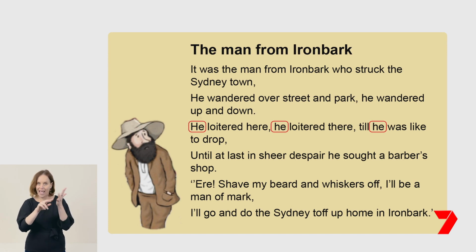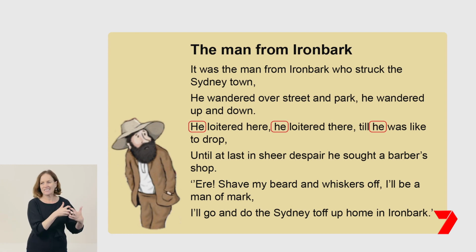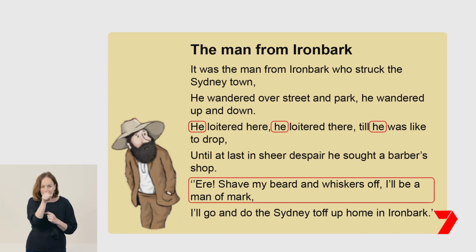For example, he loitered here, he loitered there, till he was like to drop. Age might have been a bit trickier, as we're not directly told how old our character is. However, we do have some clues in the poem that help us think about how old he might be. "'Ere, shave my beard and whiskers off, I'll be a man of mark." This lets us know he is old enough to have grown a long beard that requires shaving. This means he's probably over 30.